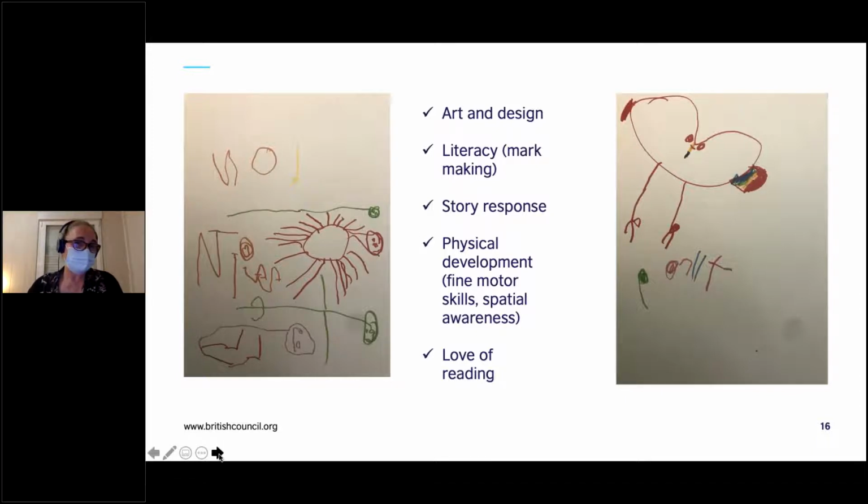You've got a story response, so you've got your understanding of the story, the children's interpretation of certain events, so there's your sort of comprehension. You've also got physical development connected to literacy because we've got our fine motor skills, so that's looking at sort of handwriting development and spatial awareness as well, where to put the different things on the page. And of course, love of reading.